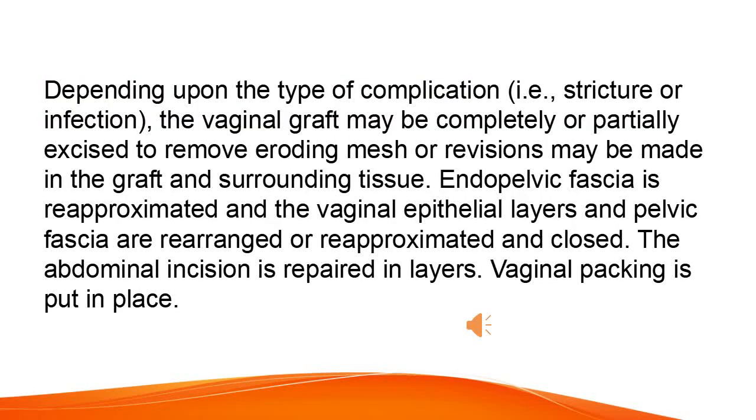Depending upon the type of complication, i.e., stricture or infection, the vaginal graft may be completely or partially excised to remove eroding mesh, or revisions may be made in the graft and surrounding tissue. Endopelvic fascia is reproximated, and the vaginal epithelial layers and pelvic fascia are rearranged or reproximated and closed. The abdominal incision is repaired in layers. Vaginal packing is put in place.